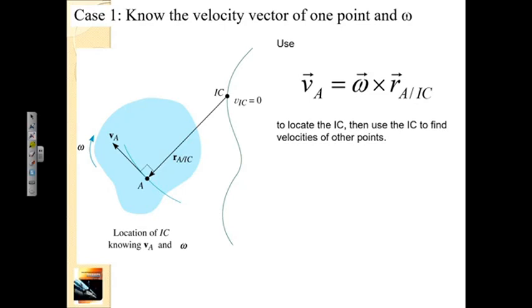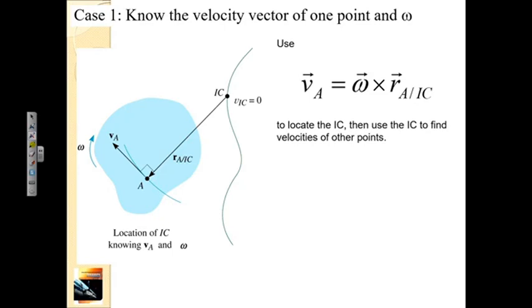And you think, hey, that doesn't sound that useful. And it's not. Right? I'm saving the best one for last. So if you were able to do this, though, now that I've figured out where my instantaneous center is, maybe I want to figure out the velocity over here at point B. Well, I can write velocity of B is equal to omega cross my r vector for my IC to B, this vector, and have some VB.